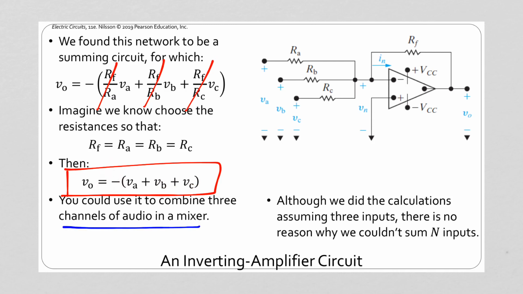If you're negating a sinusoidal signal like that representing a sound wave, inverting that doesn't change anything because it's oscillating so quickly that we wouldn't really notice. Also, we did all these calculations assuming 3 inputs, but really you could sum n inputs, any number of inputs that you wanted. So you could have a 16-channel audio mixer or more. You could have multiple channels for recording a symphony or something like that, and the same general operation would work.